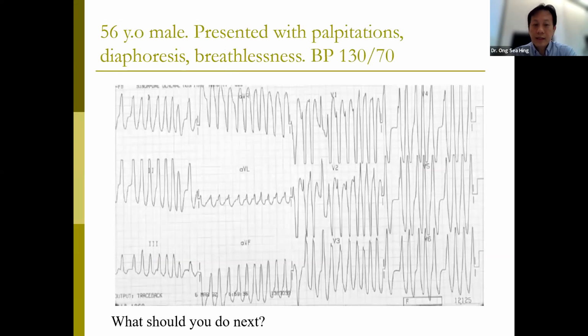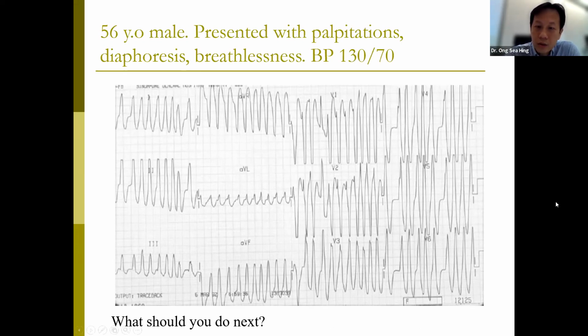So the next case that I wanted to show you is this ECG. If you look at it carefully, this is a 56-year-old man. He came in with palpitations, feeling breathless, sweaty, and his blood pressure is 130/70. So he's still alert. The blood pressure seems normal, but if you look at the ECG, it looks bizarre. One of the things you want to notice on this ECG is that there is a wide complex tachycardia. Would you agree that there's a wide complex tachycardia?